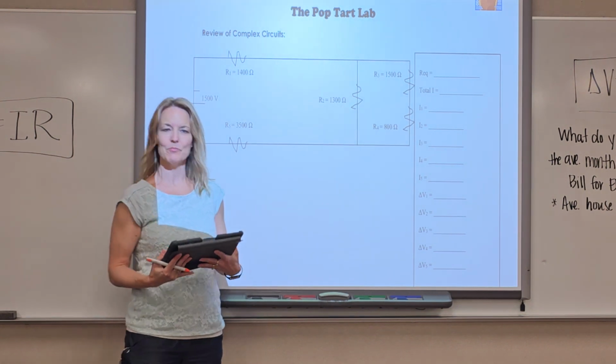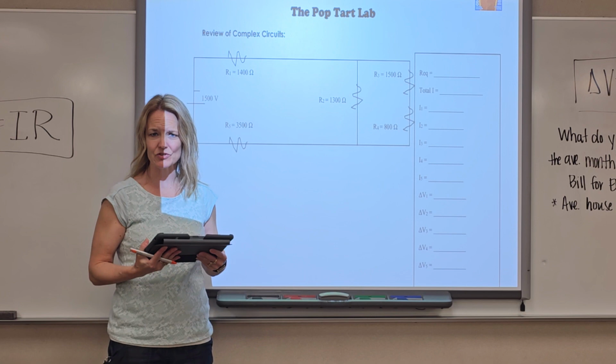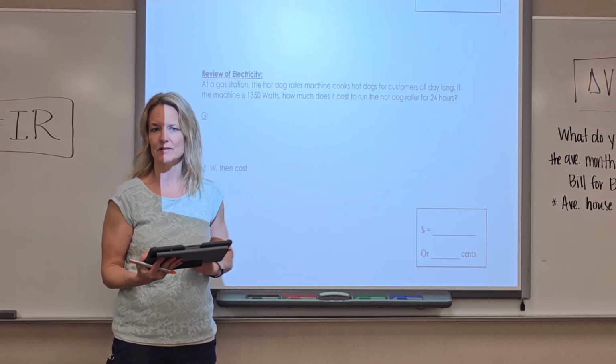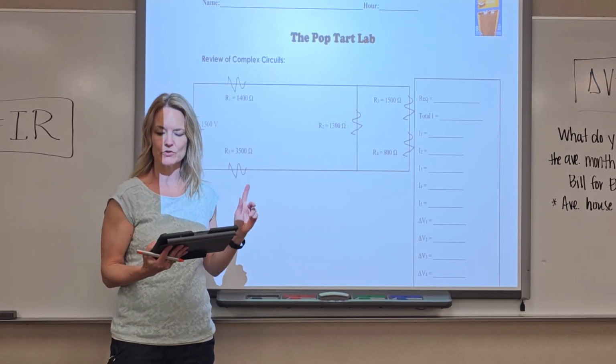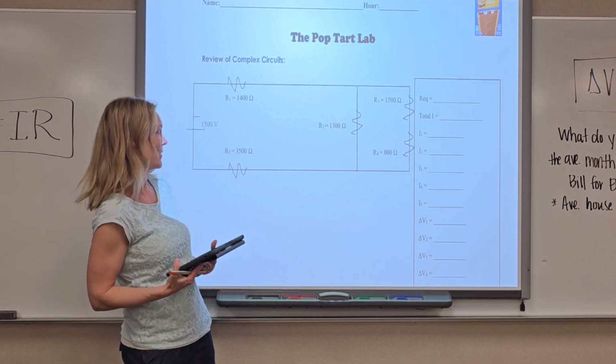Students, today we're going to review the most complex type of circuit that we learned in class yesterday. We are also going to review how to calculate the cost of electricity for something. And then in class we are going to cook Pop-Tarts 2 different ways, microwave and toaster, to see which one costs more money in order to cook them that way.